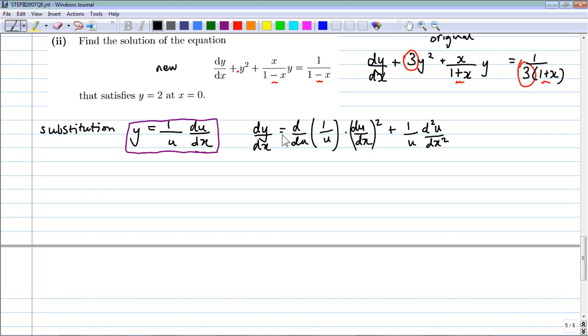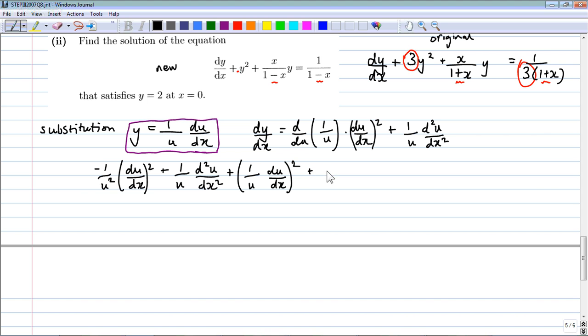So if I plug this formula into this expression, I'm getting minus 1 over u squared (du by dx) all squared, plus 1 over u d2u by dx squared. So there's our second derivative. Now I'm going to take the square of y, which is 1 over u du by dx, all squared. I mean, you can already see that it's going to work, isn't it? Because that term will cancel with that term. Now let's just do the remainder here.